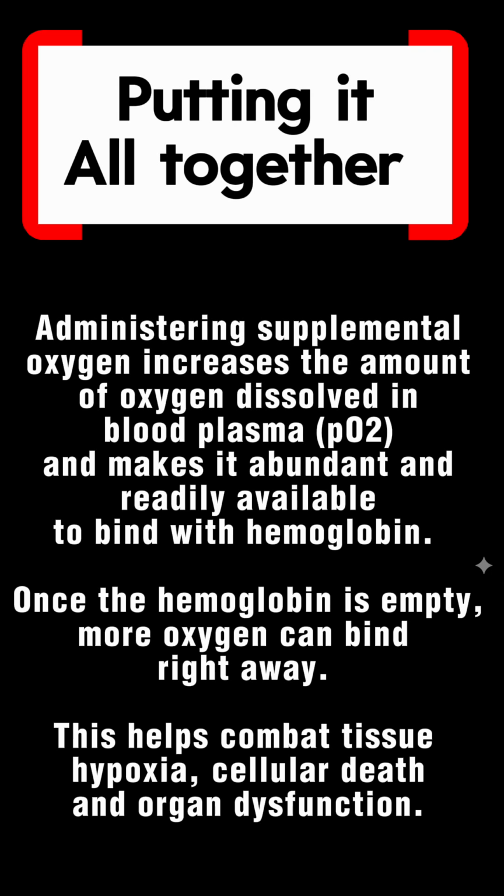When we administer oxygen, this increases the amount of oxygen that is actually dissolved in the blood plasma, or the PO2, and it makes it more readily available to bind with hemoglobin. Since the hemoglobin has less affinity for oxygen, it is empty more often, and we want to be able to fill it right back up with oxygen. That helps combat tissue hypoxia, cellular death, and organ dysfunction.